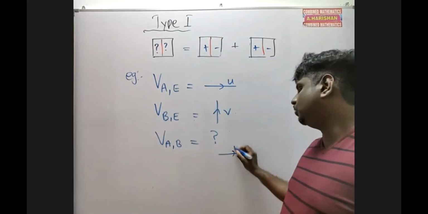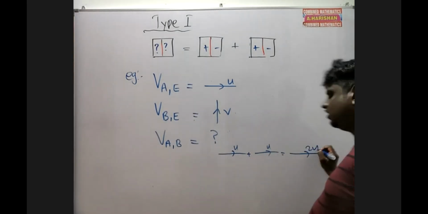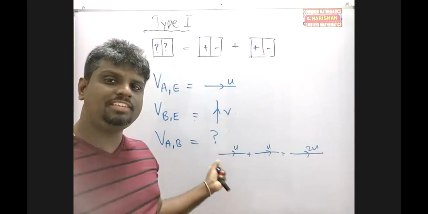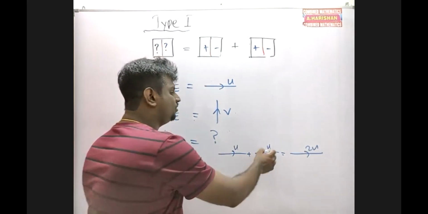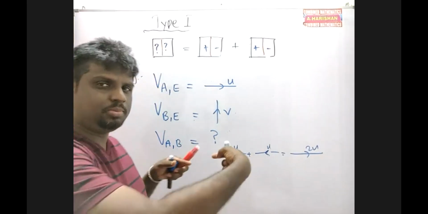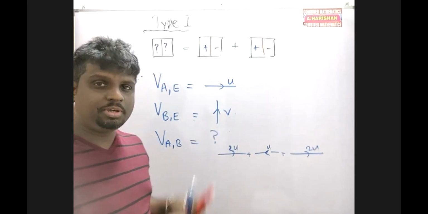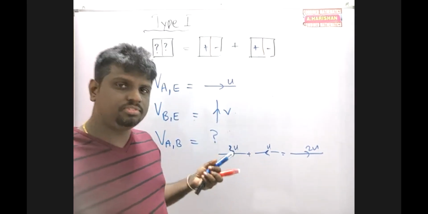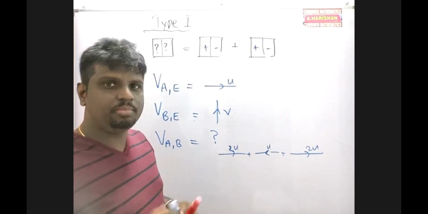For example, if U is there and another U is there, I can say 2U. Adding direction is not a problem in this case because it is the same direction, you just add the magnitude only. If it's opposed, then you write against, opposite direction, and you add or subtract the magnitude only. Same or opposite direction, you add or subtract the magnitude. So adding the direction is not a problem here.